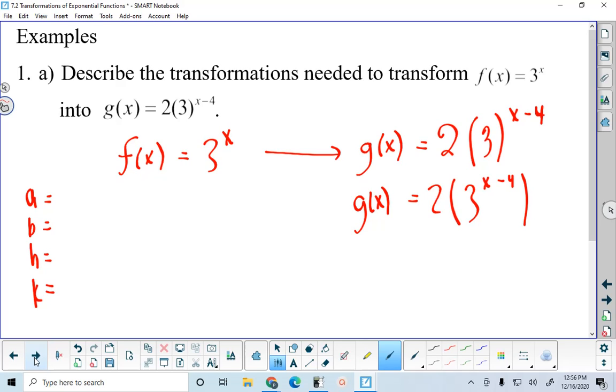And I'll ask some people to be brave and have confidence and type those 4 numbers into the message window followed by comma. So put your a value, comma, b value, comma, h value, comma, k value when you've got them sorted out in your head.